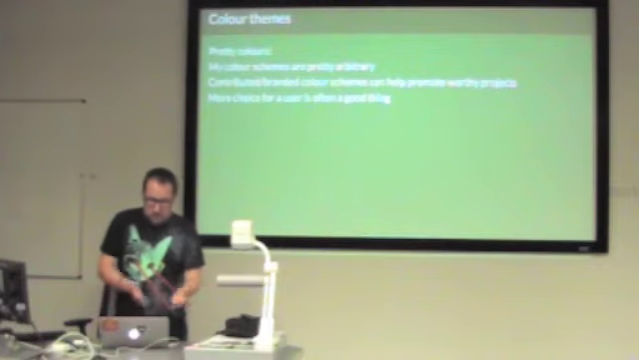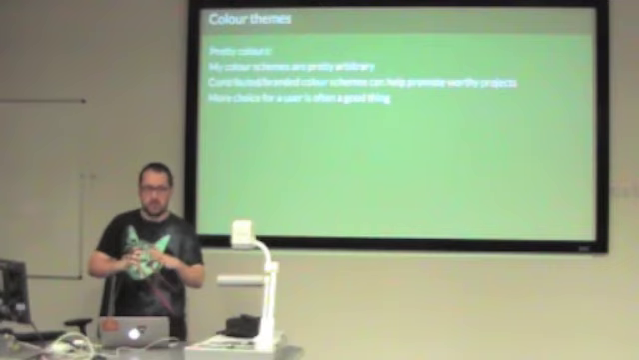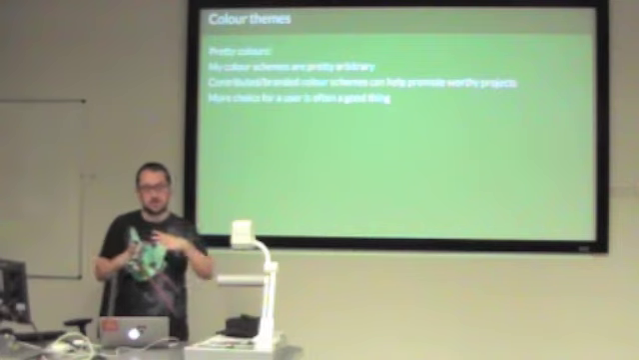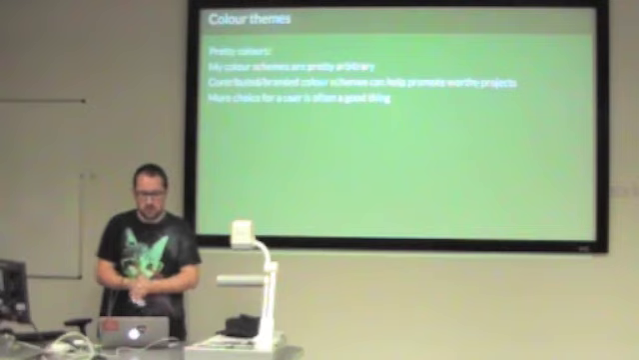Colour themes. My colour schemes are pretty arbitrary in terms of the colours that I've picked. I've literally got a colour wheel using hue, saturation and lightness in CSS, and I've just gone, there's 12 of them, what's 360 divided by 12, and then incremented by that amount. So the colours are always quite consistent and quite plain. I'd quite like for there to be more interesting colour schemes.